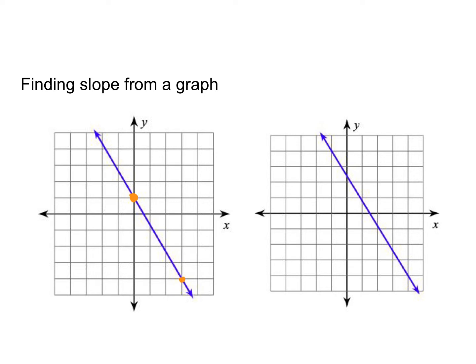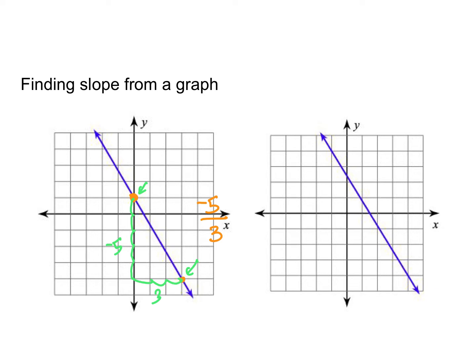I'm going to count to get from left to right, so I'm going to count from this dot here to this dot here. So I'm starting at the one on the left and moving to the one on the right, and I'm counting down 1, 2, 3, 4, 5, and over 1, 2, 3. So my rise is -5, and my run is 3.